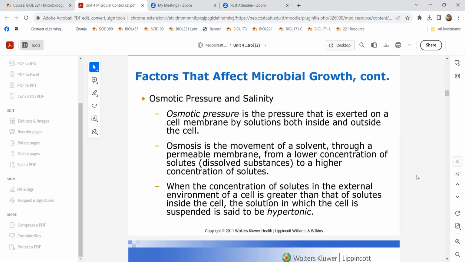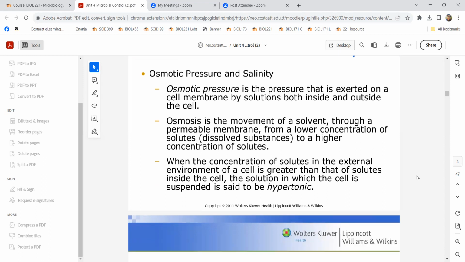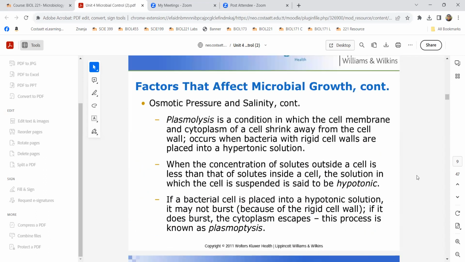When the concentration of solutes in the external environment of a cell is greater than that inside of the cell, the solution is said to be hypertonic. If you think about the term hyper, when people are hyper, they are very excited. So a hypertonic solution suggests that there are many solutes dissolved in the water. It's a hyper kind of situation where you have a lot of solutes present and they are bouncing against each other. They are very high energy. The opposite would be hypotonic, where the concentration of solutes outside a cell is less than the solutes inside a cell. That can affect movement of substances, and that can affect how organisms can survive.